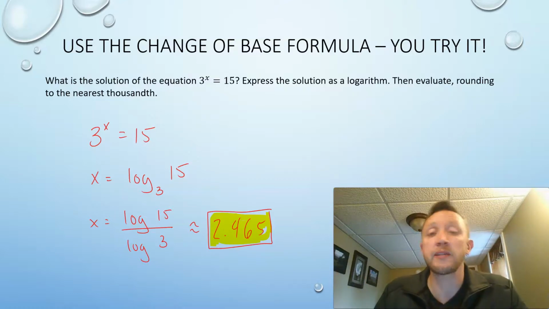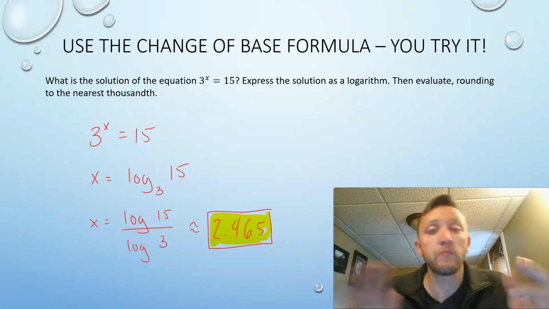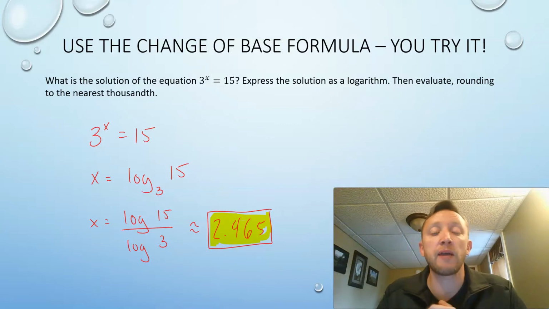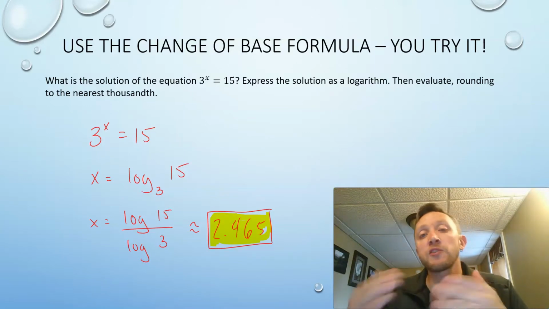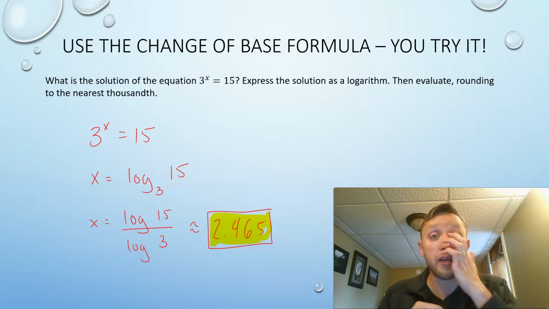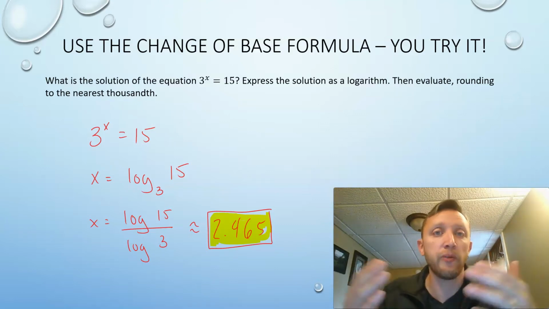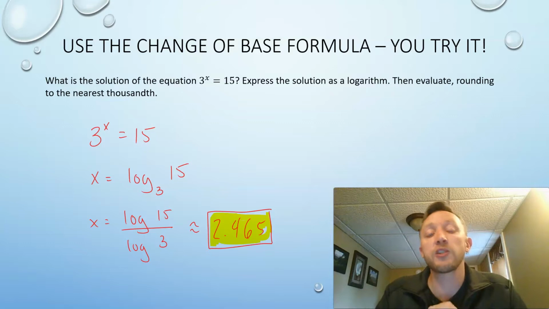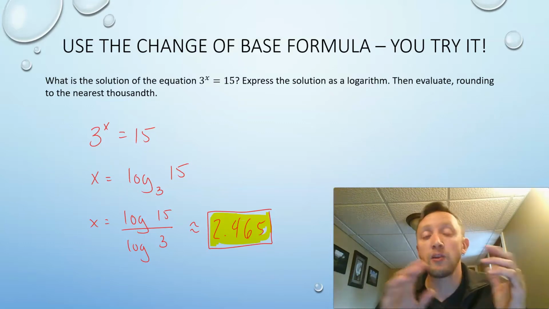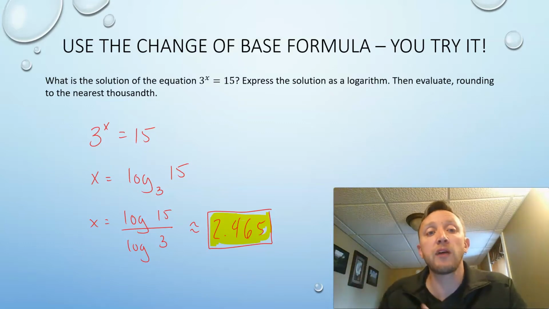Again, I want to emphasize if the base is not by itself. If we had 3 to the x power minus 8, we'd have to add 8 to both sides. Because your first step, before we change from exponential form to logarithm form, or vice versa, you want to make sure that you have the base by itself, which we do. So then we're going to change it to logarithm form. So to change to logarithm form, again, your base is 3, your exponent is x, your value is 15.